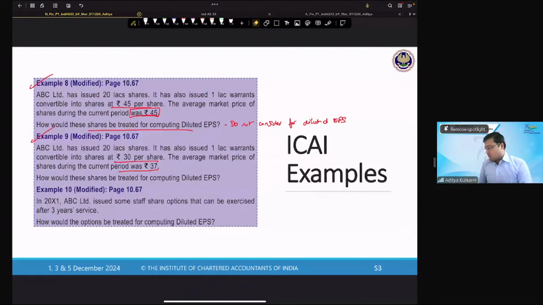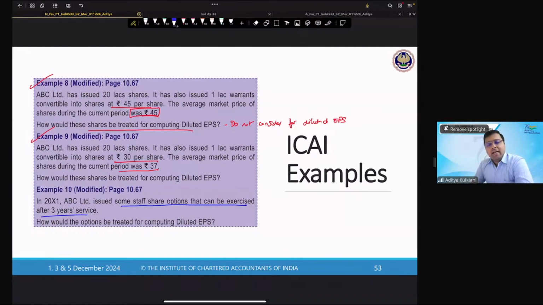In 20X1, ABC Limited issued some staff share options that can be exercised after 3 years of service. Okay, so now tell me, share options that can be exercised after 3 years. How would these options be treated for computing diluted EPS? क्या करोगे आप? So जिस दिन ये शेयर ऑप्शंस उन्होंने इशू किए थे, मींस द ग्रांट डेट, विल बी कंसीडर्ड फॉर कंप्यूटिंग द डाइल्यूटेड अर्निंग पर शेयर. That's right.